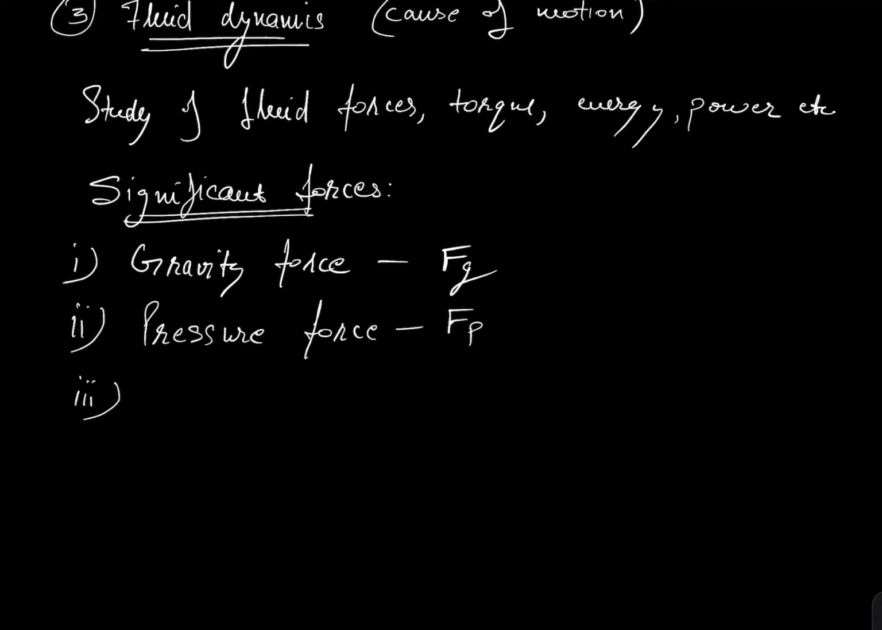What is the next force? It is viscous force, denoted by Fv. What is viscous force? It is due to the viscosity of fluid. For an ideal fluid we have considered that it is non-viscous. However, that's not the case. That is only a hypothetical case. Every fluid must have some viscosity, maybe lesser, maybe more, but there will be some viscosity associated with every fluid.